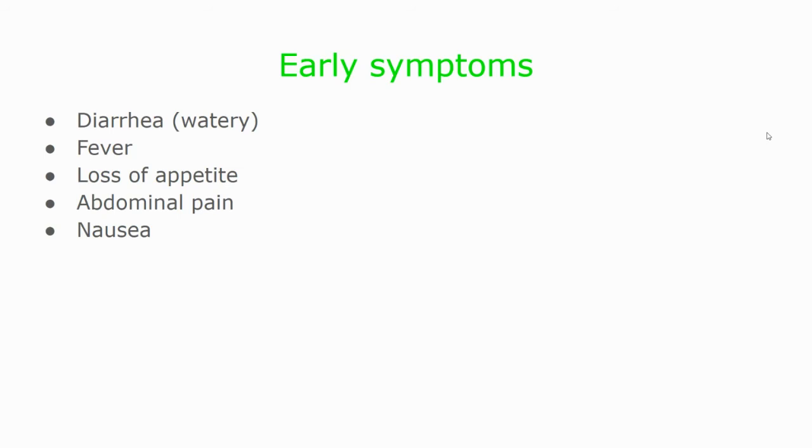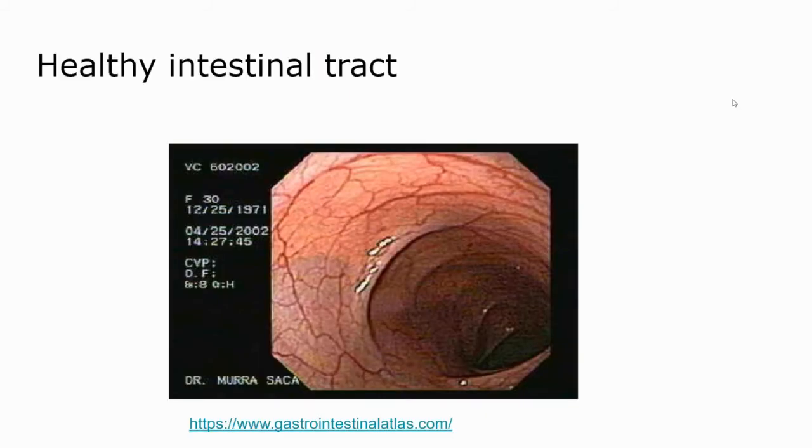So some early symptoms of a C. diff infection would be diarrhea, and it would be watery. You might also have fever, loss of appetite, abdominal pain, or nausea. All basically signs that your intestines are getting inflamed and damaged by this exotoxin this bacteria is producing.